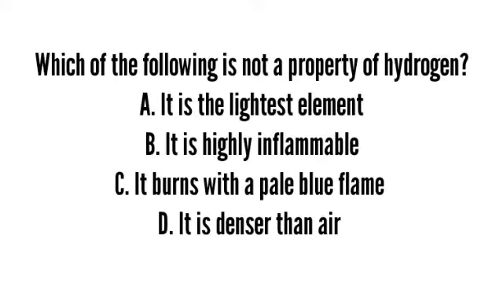Now let's consider this example. If we have a question like, which of the following is not a property of hydrogen? Now let's assess these options one by one. Which of the following is not a property of hydrogen? A, it is the lightest element. B, it is highly inflammable. C, it burns with a pale blue flame. D, it is denser than air. Now, in order to answer this question, let us assume you do not know the answer, but let's assess the options one after the other.